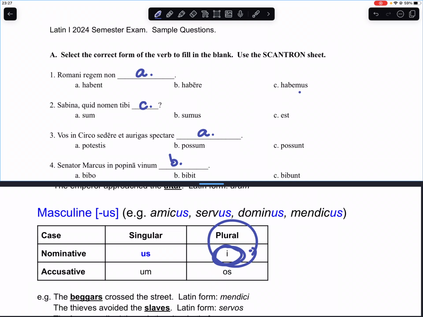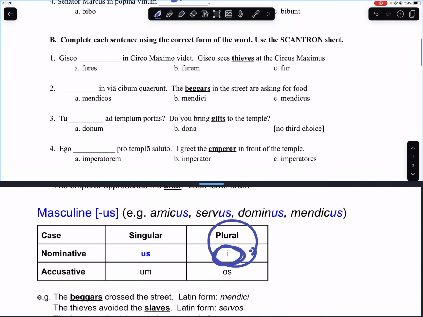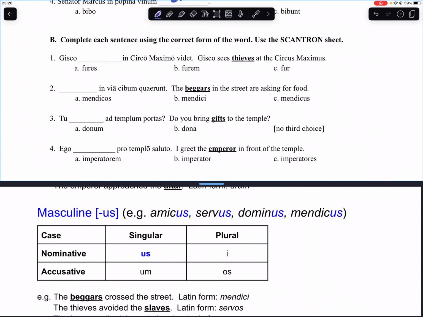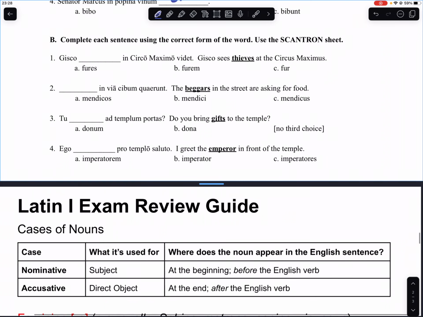If this were the verb habemus, I would expect to see the pronoun nos, right? Because nos actually means we in English. All right, go to part B. Complete each sentence using the correct form of the word. Again, put your answers on the Scantron sheet. This section is going to depend on you using the cases of nouns and what they look like. So let's take a look at this first one.